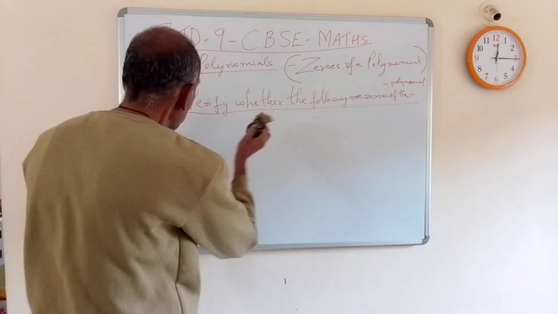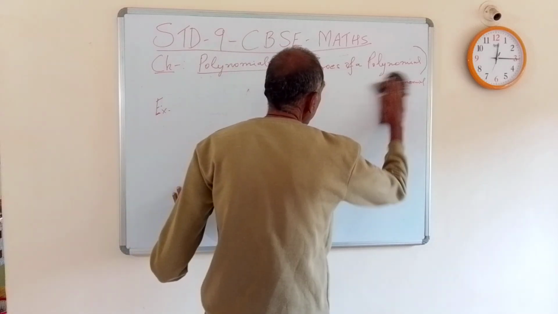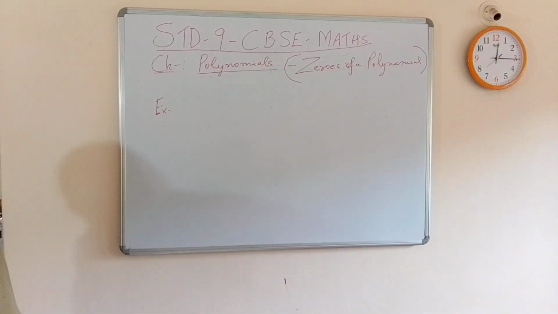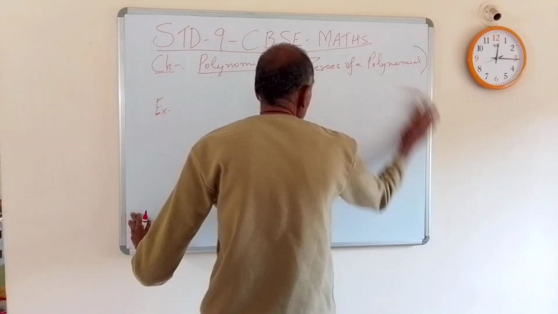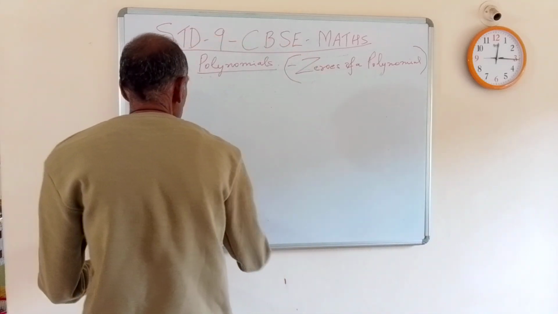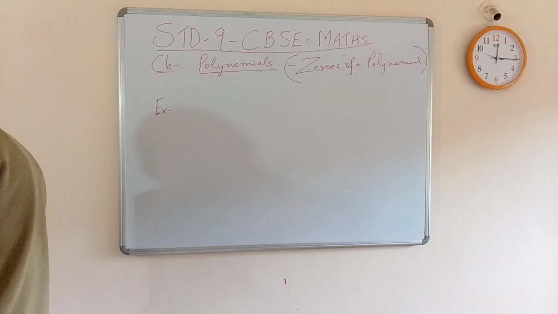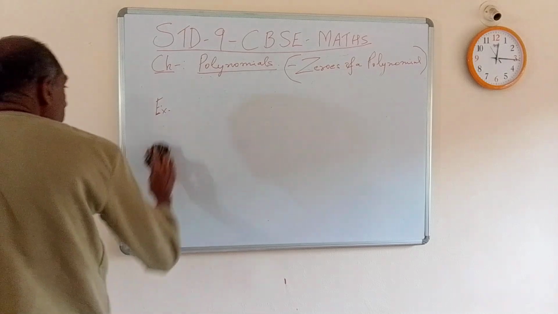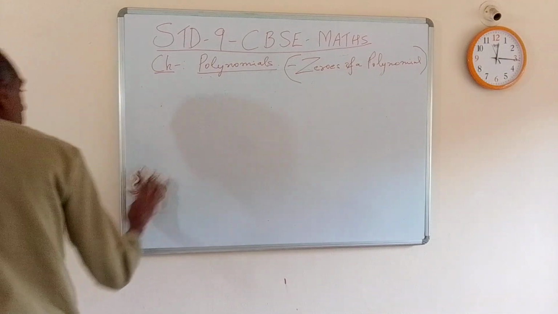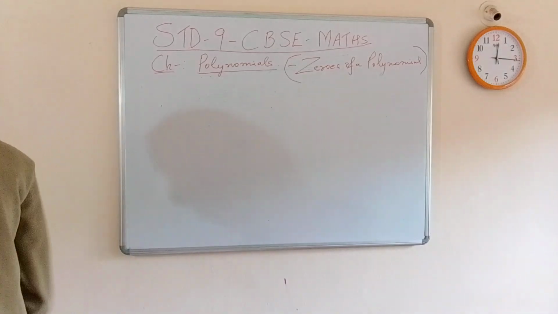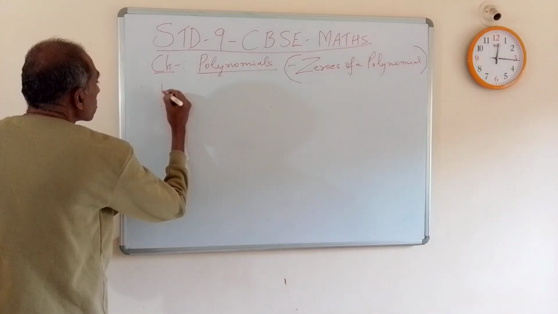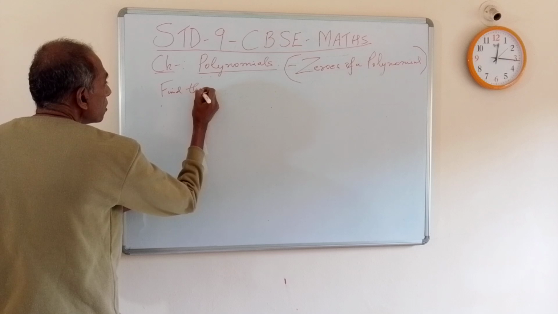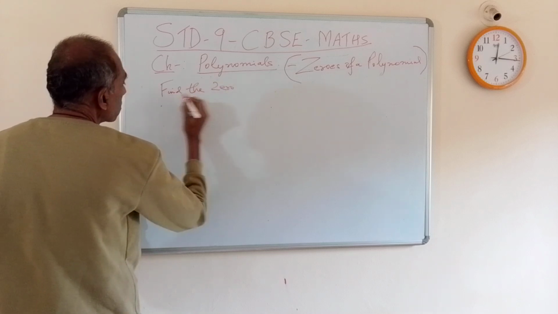Now next is, this was verified. Now next we are going to find the 0. Here the next is find the 0 of the polynomial.